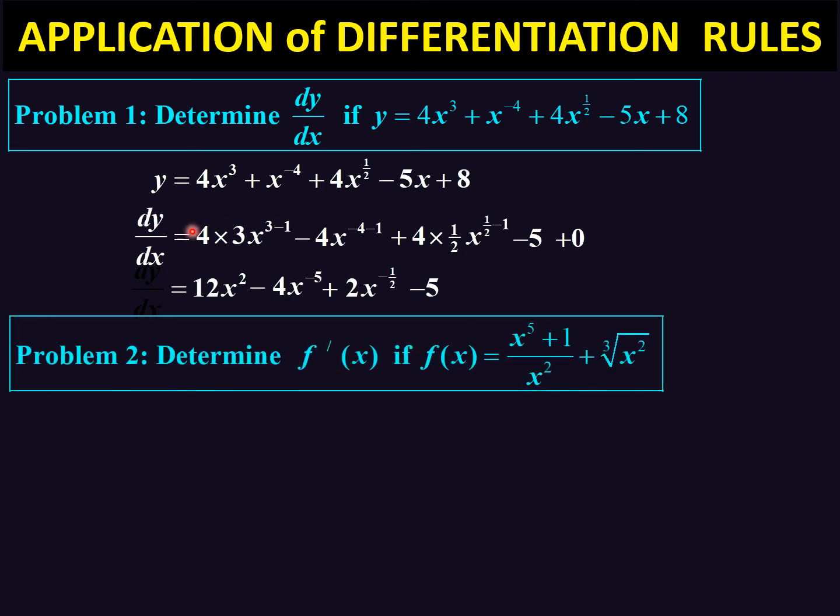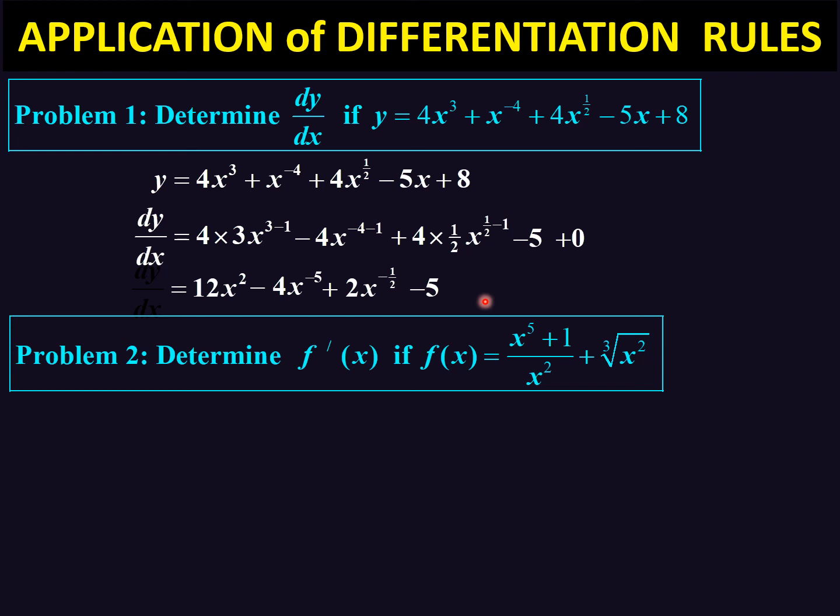Okay, now just look at this step here. This is just to explain it to you, but you should be able to do this mentally. 3 times 4, you can go straight to the 12. 3 subtract 1, please don't embarrass yourself using a calculator to subtract 1. Negative 4x to the 4 subtract 1, negative 5. Half times 4 is 2. Half subtract 1 is negative half. That's just negative 5, and that is 0. You don't have to write down the 0 there.